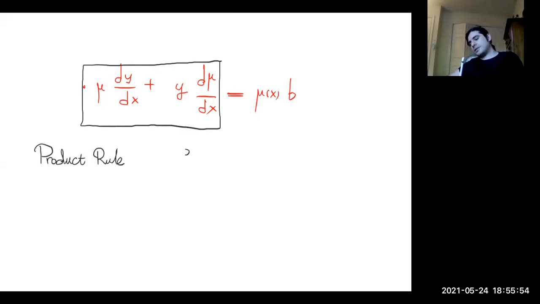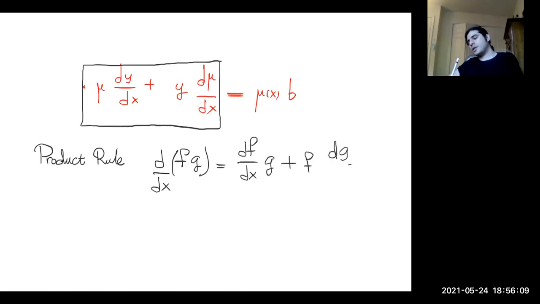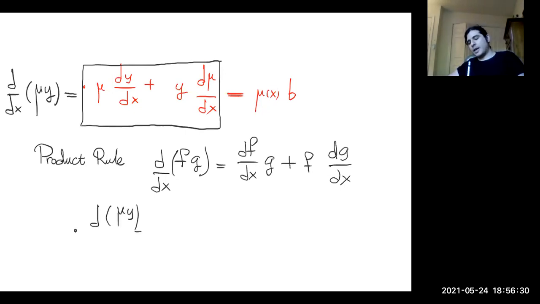So the product rule in general says if you have two functions f and g, and you take the derivative of their product with respect to some variable, let's say x, the result would be the derivative of f with respect to x times g plus f times the derivative of g with respect to x. So I can rewrite the left-hand side. It is just the derivative with respect to x of mu times y. So our equation becomes the derivative of mu y with respect to x is equal to mu x times b.